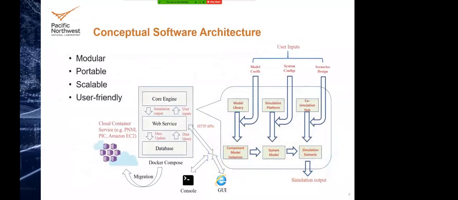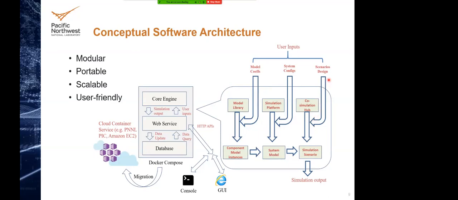And from a software perspective, the architecture is like this. So the goal is to be modular, portable, scalable, and user-friendly. So here, the user can input the model coefficients for a particular model in the power system, for example, the coefficients for the power system stabilizer, but also the system configurations for a simulation platform. In this case, maybe a GridPack configuration, and also provide the scenario design for the co-simulation.